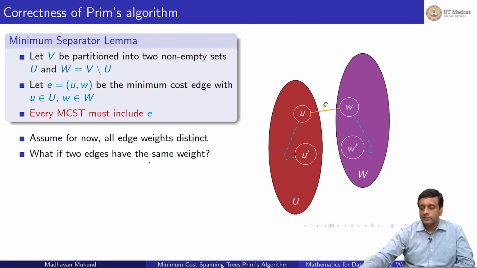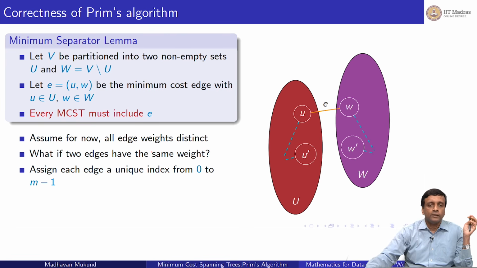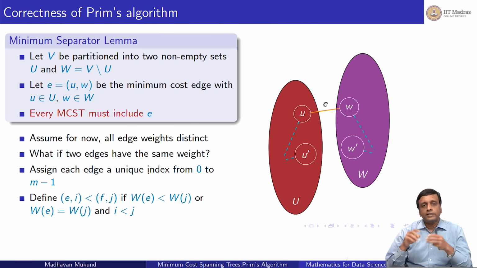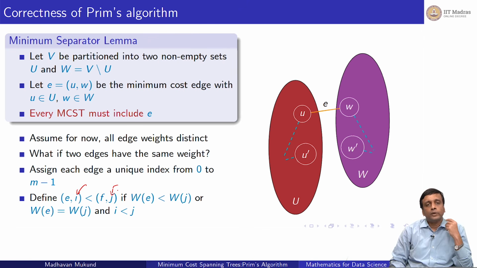If you fix a strategy, basically you assume that you have numbered the edges in some fixed way from 0 to m minus 1, and then you decide the ordering. So this is the numbering: E with number i and F with number j. Suppose E and F are two edges, I would have assigned each of them a different number between 0 and m minus 1. So I look at E comma i and F comma j, and if the weight of E is smaller than the weight of F, I declare that this edge is smaller.